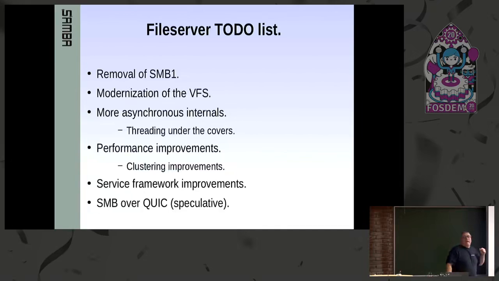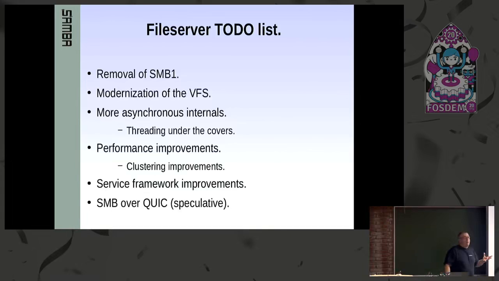The VFS layer is old. It was designed in the late 90s, early 2000s. It is the POSIX of the day. It is greatly in need of modernization. So that is in progress right now. It's probably a 1 to 2 year job, but we'll get there in the end. We also want to make Samba more asynchronous internally and hide threading, which we need, and we use quite heavily now, but hide that under the covers for reasons, again, that I will cover later.